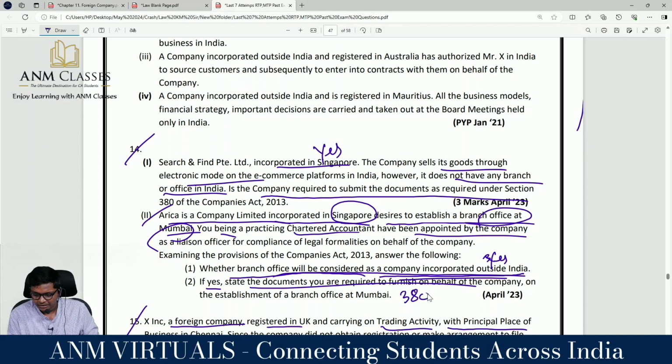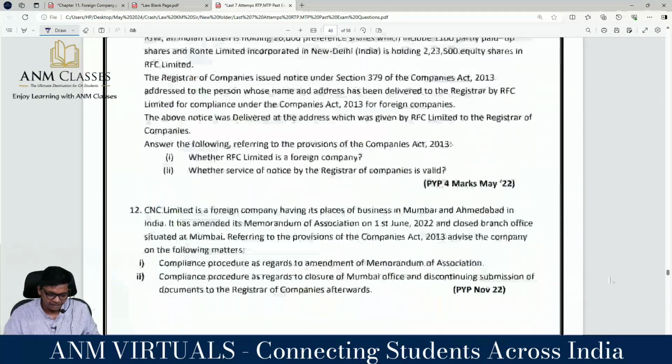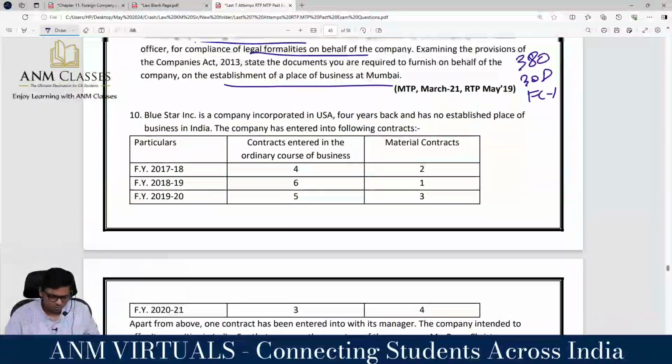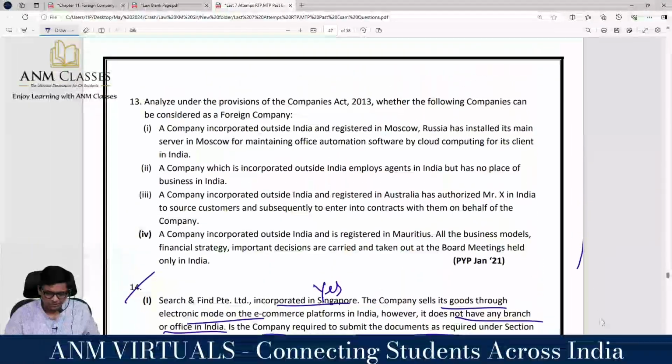Next, if yes, state the documents to be filed. Section 380, FC1, 30 days, and all those documents. Super. We have questions 13, 12, 11, 10. Quickly, guys, one minute each.